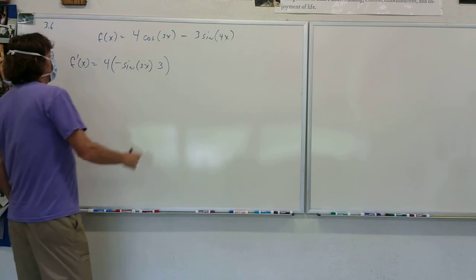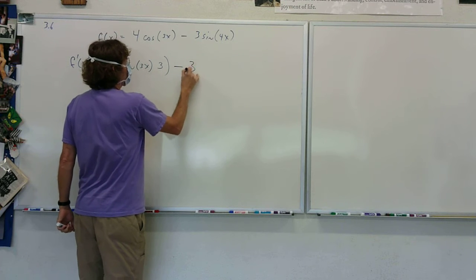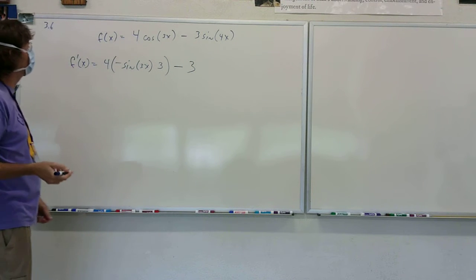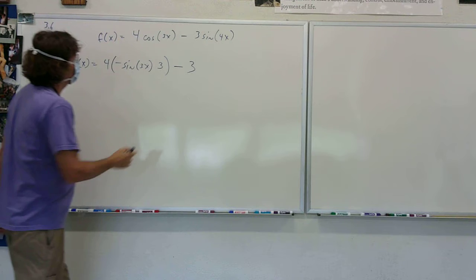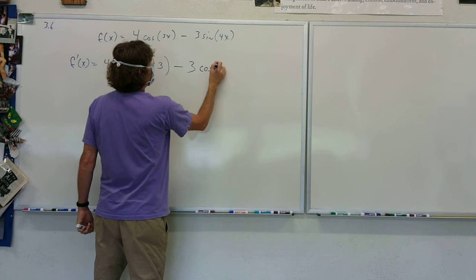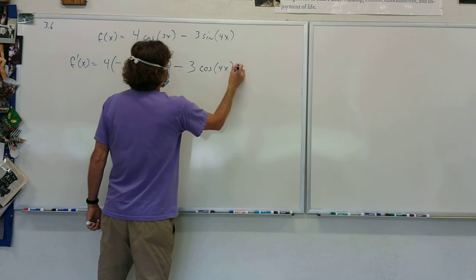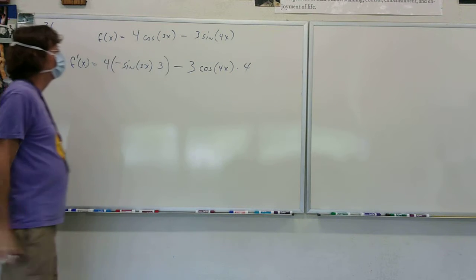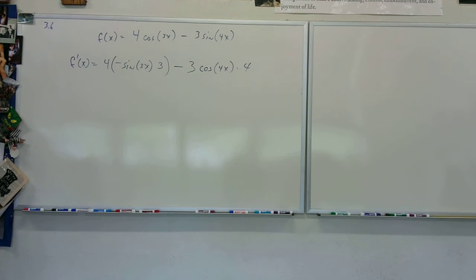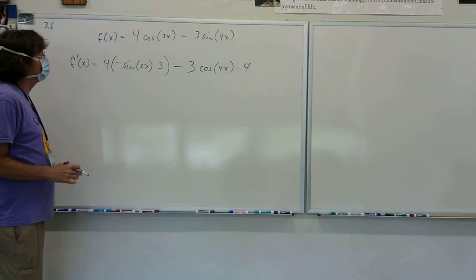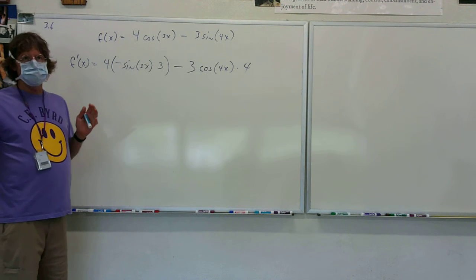That's right. Minus, then write down your 3. And then what's the derivative of sine 4x? Cosine 4x. Times, don't forget that 4. And I almost forgot the 4 that time. Now, notice we do not do the derivatives of parts of it. We do the derivative of the whole thing.